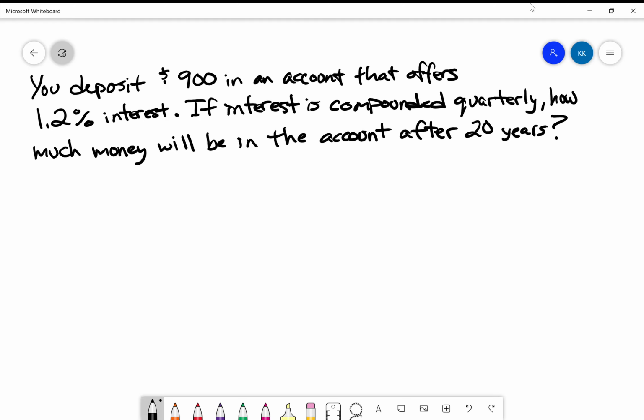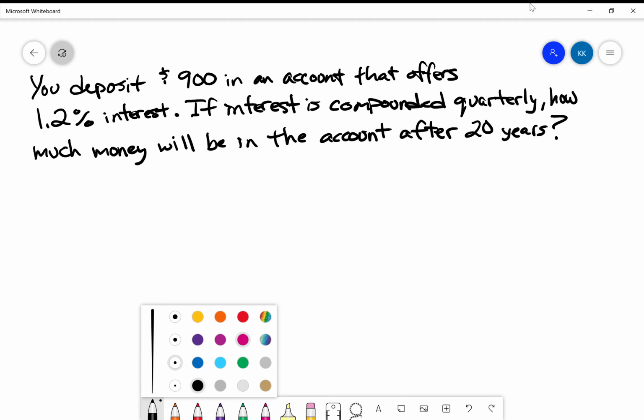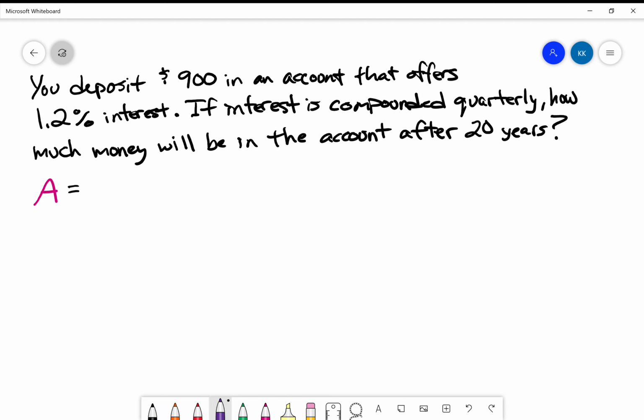Just a reminder, we have our compound interest formula, which is A equals principal times (1 plus the rate divided by number of times compounded per year) to the power of number of times compounded times the time in years. Let's start plugging in our information. So first, what is the principal? $900.